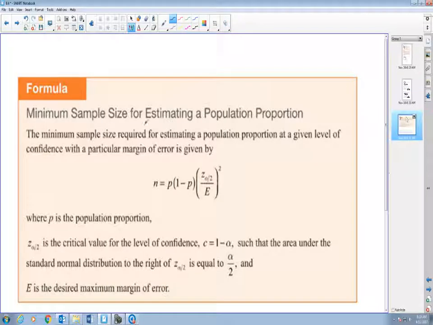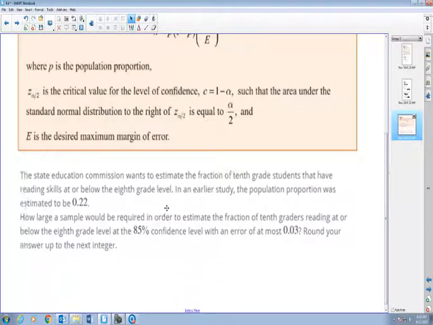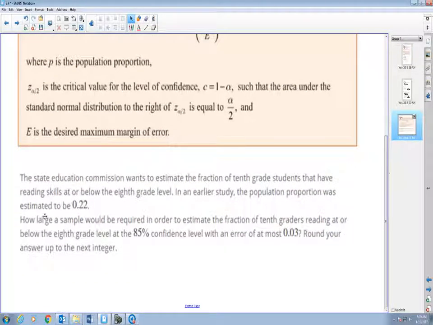I'm going to do this with you real quick. Finding the minimum size for estimating the population proportion. To know the minimum size required for estimating a population proportion, we're going to take the population proportion P, times the Q, times Z sub alpha over 2 divided by the margin of error, squared. Just like we've done this before. Gotta know the P.